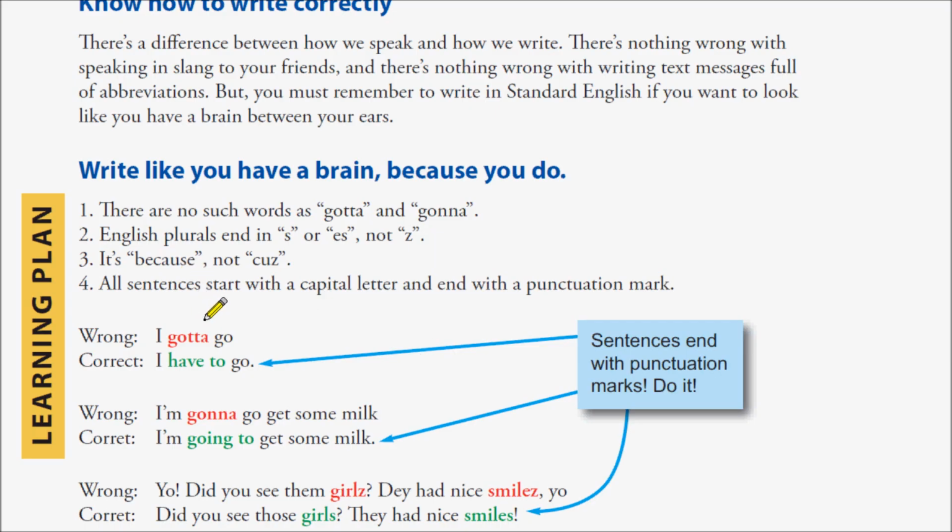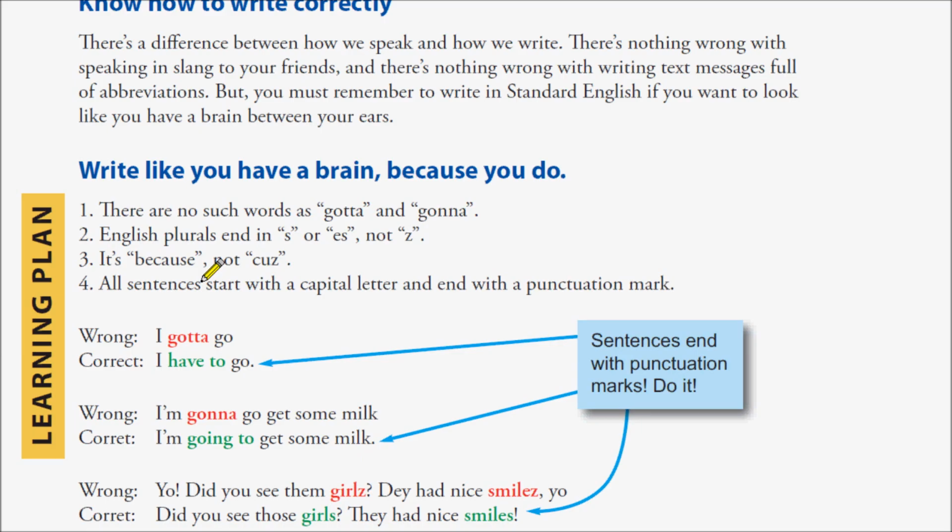Okay? Yeah, when we talk, we say I gotta go, or I'm gonna go get some milk. Yeah, that's what we say. Listen, I'm gonna go get some milk. Okay? And girls, we don't say girls. It is girls. I mean, when we say girls and boys and cars, there is a Z on the end of it, but that's not how it's spelled.